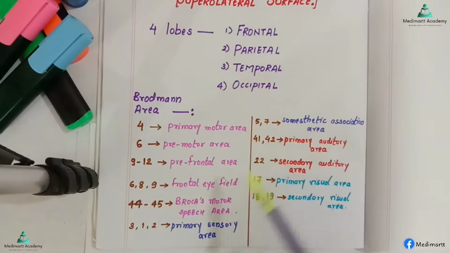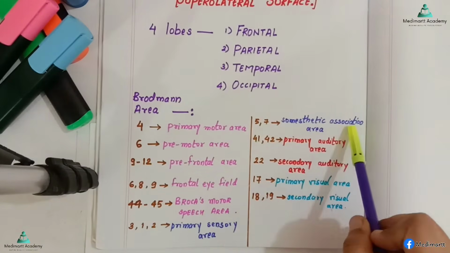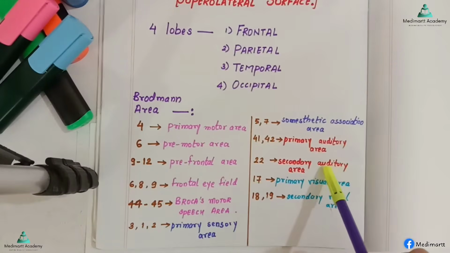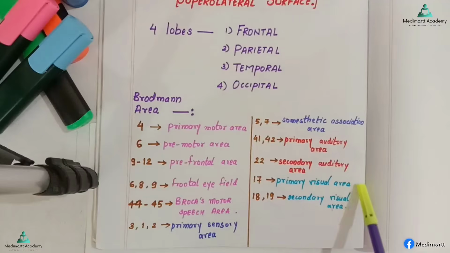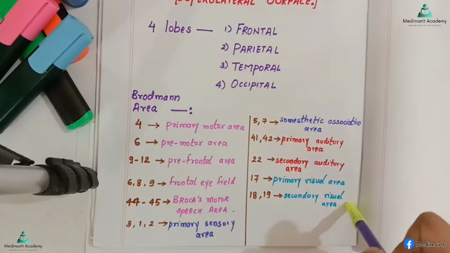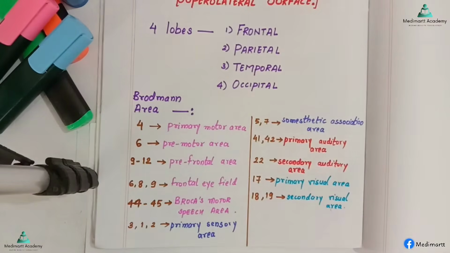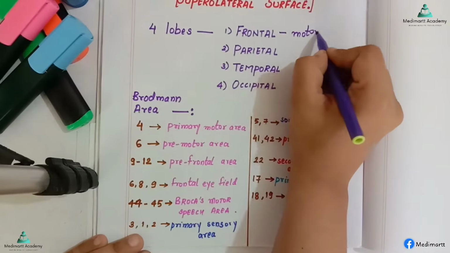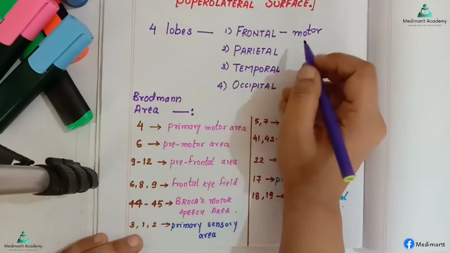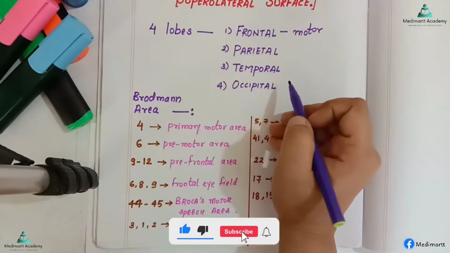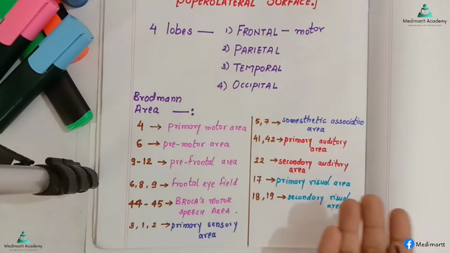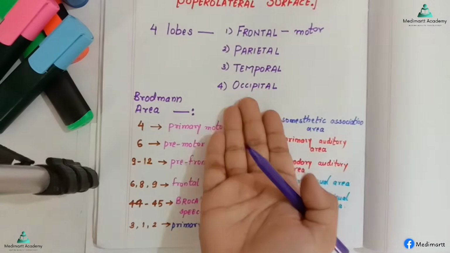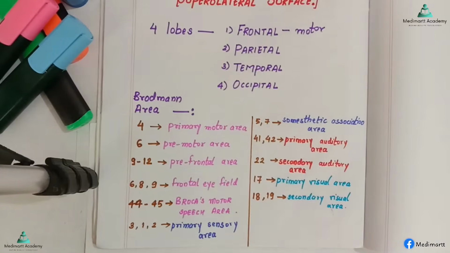The blue ones, the primary sensory area and the somesthetic association area, lie in the parietal lobe. Then the auditory areas lie in the temporal lobe, and the visual areas lie in the occipital lobe. You need to know one most important thing: the frontal area is completely motor, and the rest are all sensory. Parietal is completely sensory, and the temporal and occipital consist of special senses. In the temporal lobe we have the auditory area, and in the occipital lobe we have the visual area. So this is the basic concept.